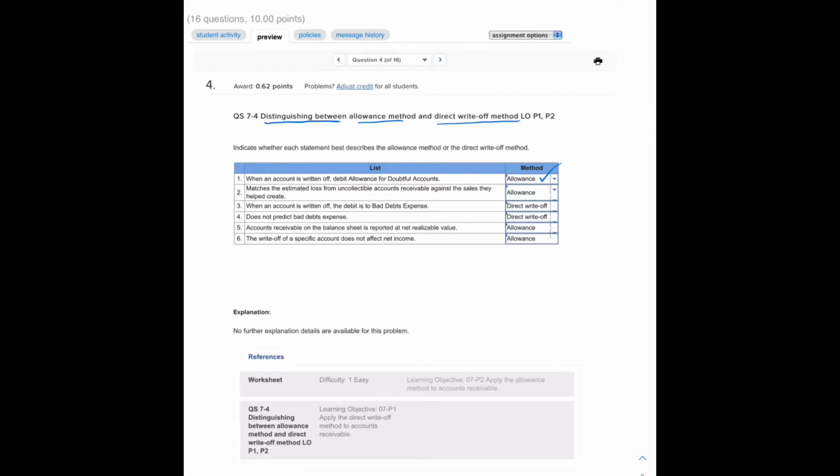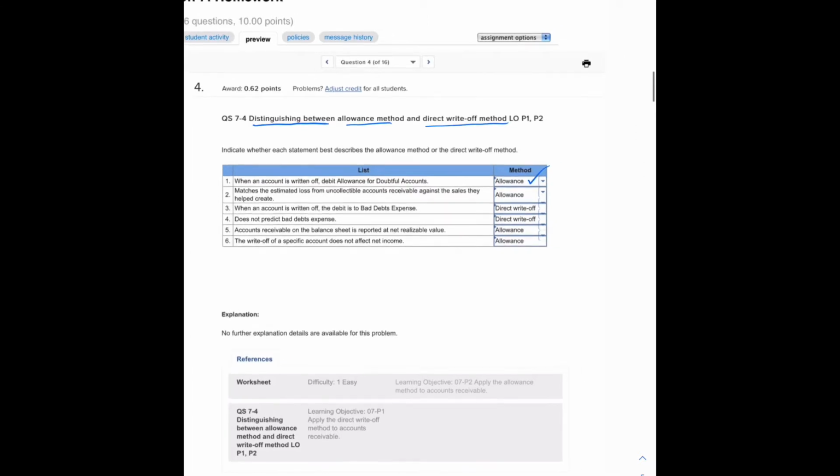Now for the second one, it tells us that we match the estimated loss from the uncollectible accounts receivable against the sales they helped create. And we said this was the main reason that the allowance method was acceptable under GAAP and the direct write-off method was not, because the direct write-off method does not do this. The direct write-off method just waits until we know that you cannot pay, and then we record that.